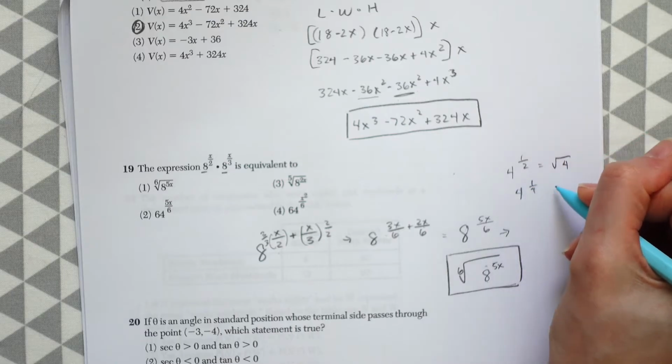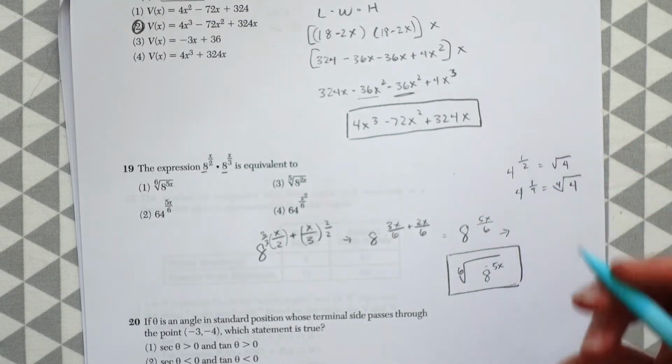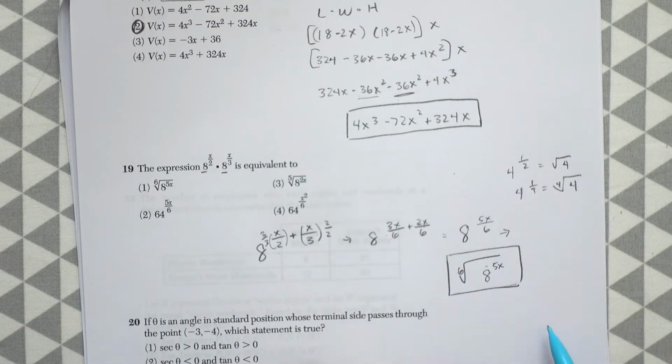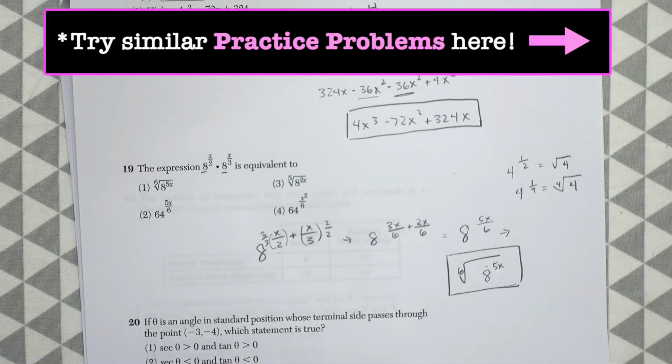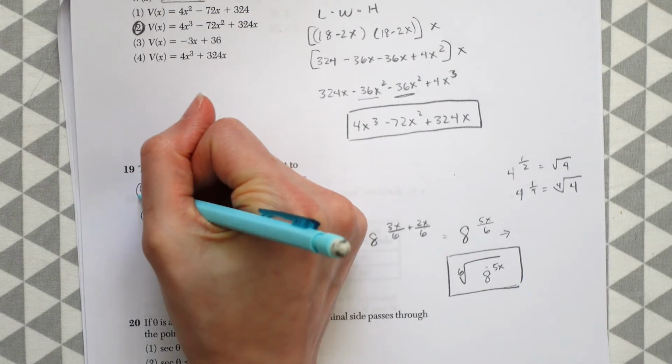4 raised to the 1/4 looks something like this. And the pattern continues, so this is going to be our answer. And I have more questions if you want to check that out and do more examples. Our choice here is choice number 1.